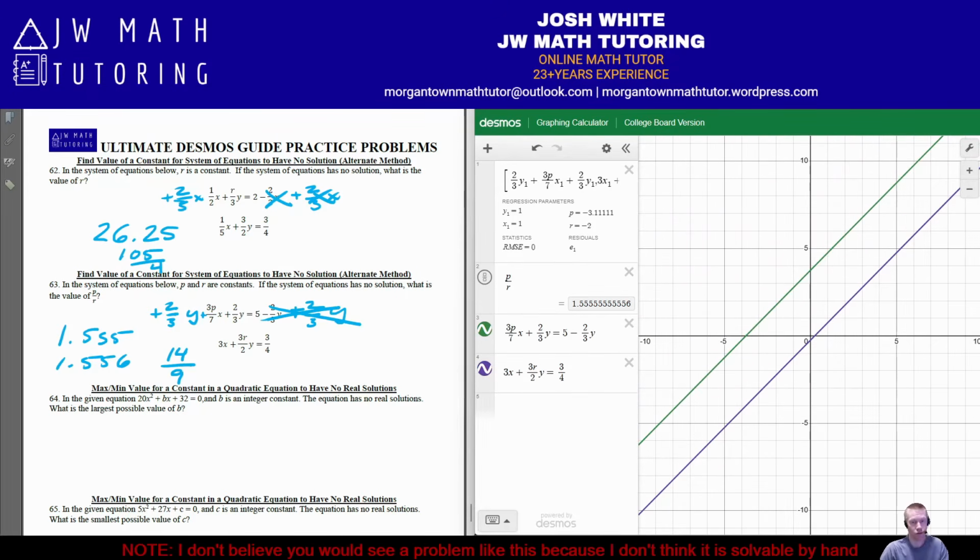Again, this is just an alternate method for how you could find the value of a constant or constants if you have a system of equations where you're told that they will be set up to have no solution.